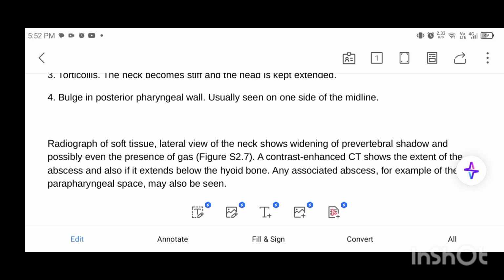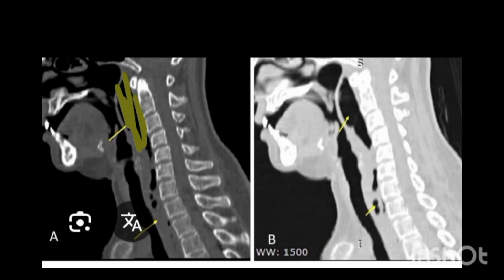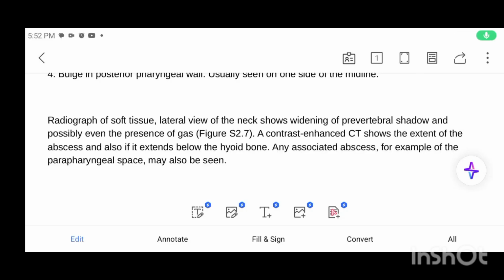Let me show you the picture of the radiograph again. And we also do a contrast CT scan. Here you can see the widening behind the pharynx. We do the contrast CT scan to determine the extent of the abscess.